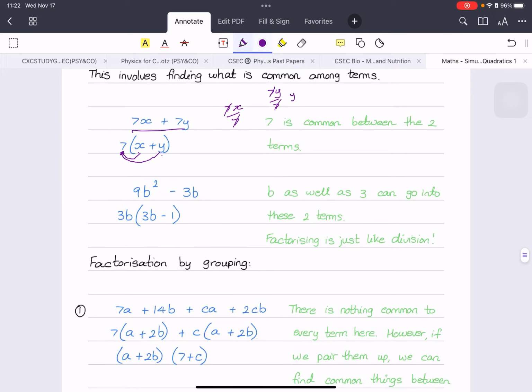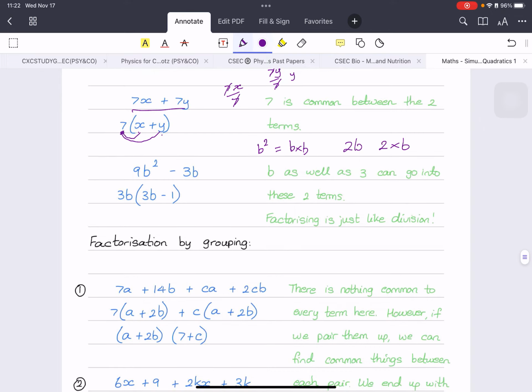9b squared minus 3b. Now another important thing you need to know about b squared. b squared merely means b multiplied by b, right? b multiplied by itself, right? This is different from 2b. 2b is 2 multiplied by b, okay? So note that difference, right?